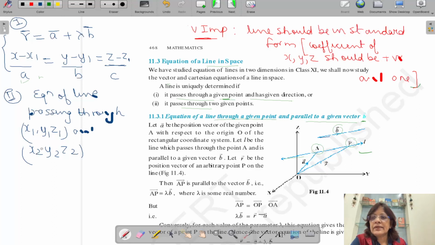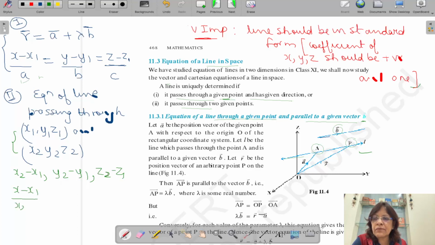We know what the direction vectors are. We had done direction ratios of a line joining 2 points is given by x2 minus x1, y2 minus y1, z2 minus z1. They are direction ratios of line joining 2 points. Now ABC are the direction ratios. Equation of line passing through 2 points.